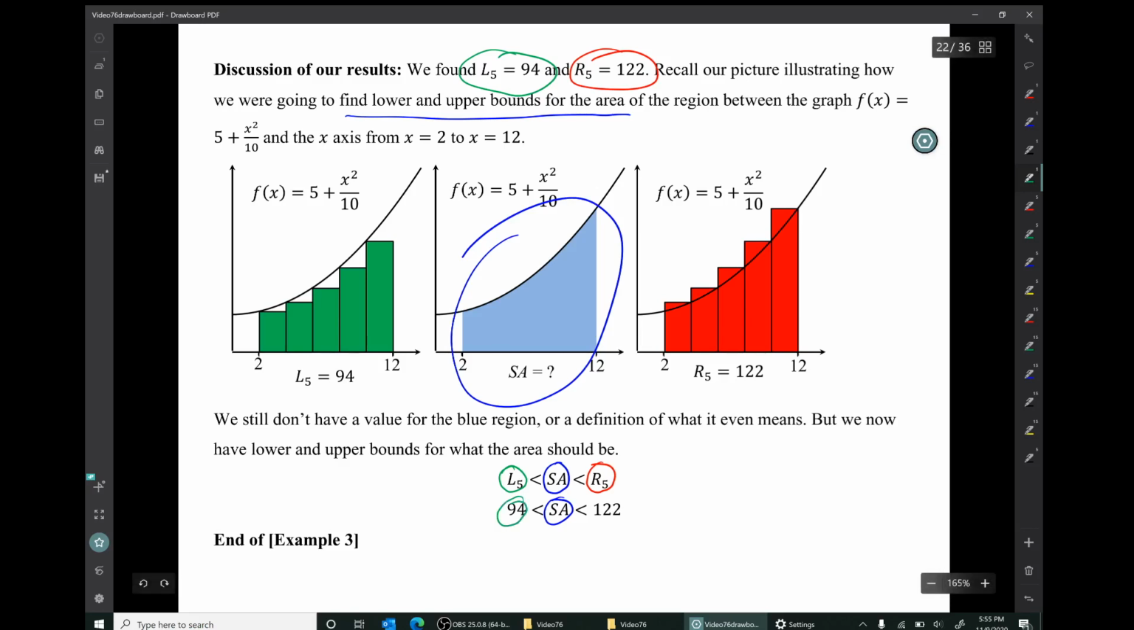The signed area that is unknown, that blue signed area, is somewhere between 94 and 122. Now, aside from the lower and upper bound, that the signed area is between 94 and 122, what else can we say? Well, not much. I mean, you might want to guess that maybe that area will be roughly halfway between those green and red areas. So you might want to guess that maybe the signed area is around 108, but you don't really know. All you know is that that blue area is greater than 94 and less than 122.